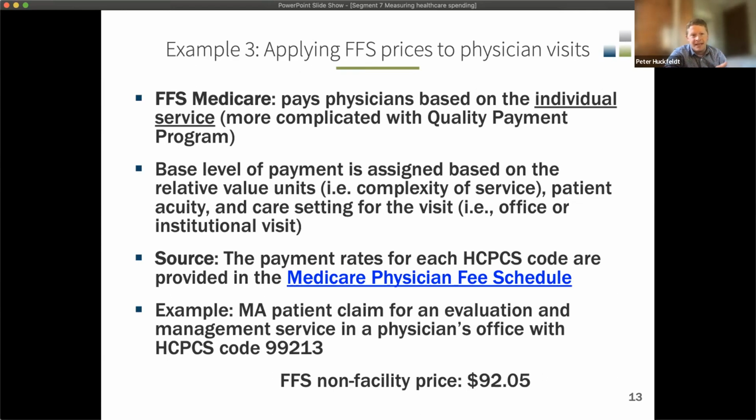So there is a base level of payment that is assigned based on the relative value units and other information for a particular service. You can find the payment rates for each HCPCS code in the Medicare physician fee schedule. As an example, an evaluation and management visit in a physician's office with a HCPCS code of 99213 in 2022 has a non-facility price of $92.05. So you could assign that rate to E&M visits that you see with 99213 for Medicare Advantage patients also. We do have HCPCS codes in the carrier files, in the encounter carrier files, so this would not be too hard to implement.